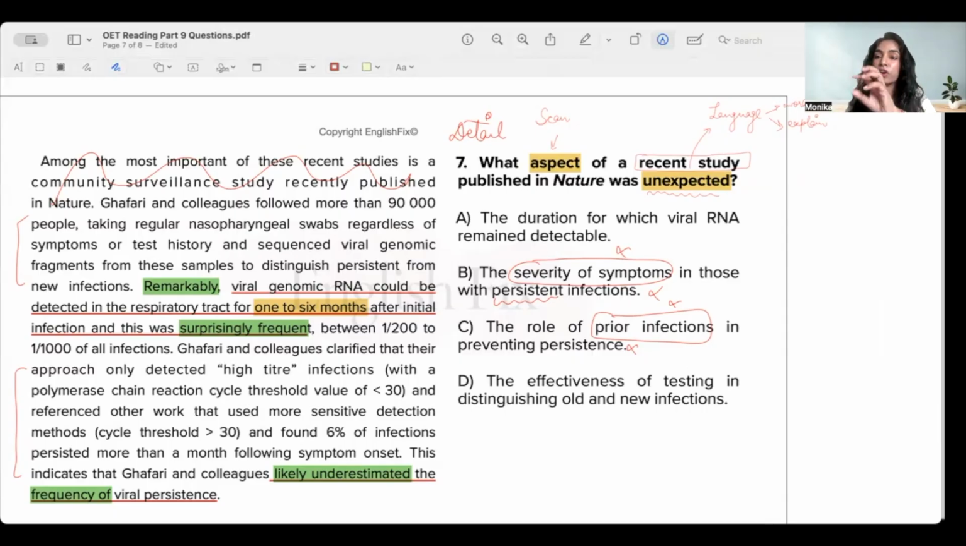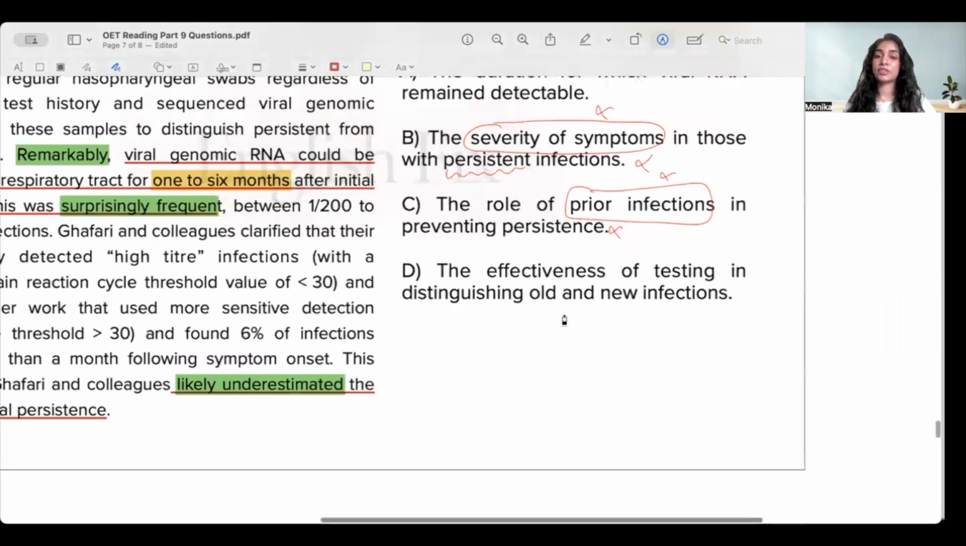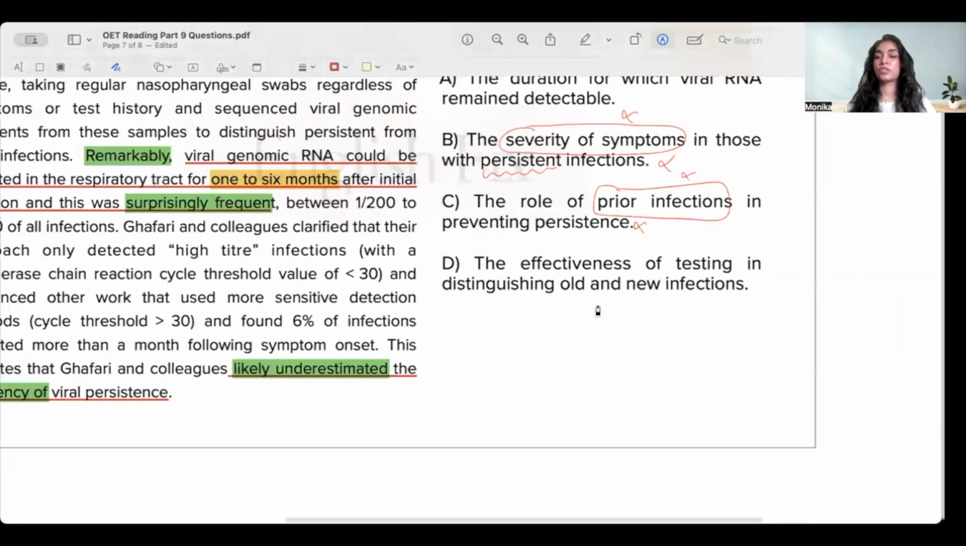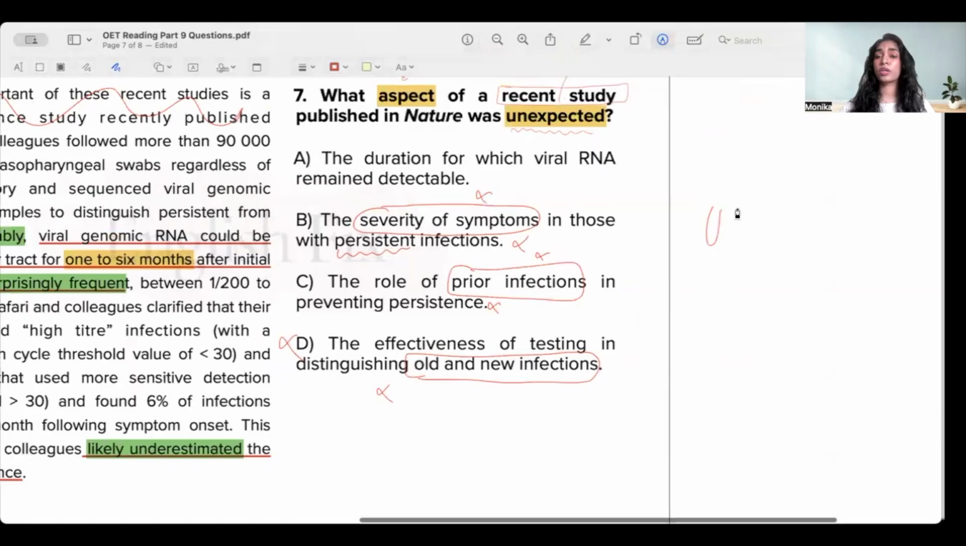And here I've got a language question. So I've found the language. These specific areas only contain my language answer. So if I read anywhere else, I waste my time, I get to the wrong answer choice. Either B, or C, or maybe it could be D also. We don't know. So B and C are wrong. Then D says the effectiveness of testing in distinguishing old and new infections. I don't see anything about old and new infection here and here as well. So I would just say this is wrong once again. So our correct answer option is answer option A.